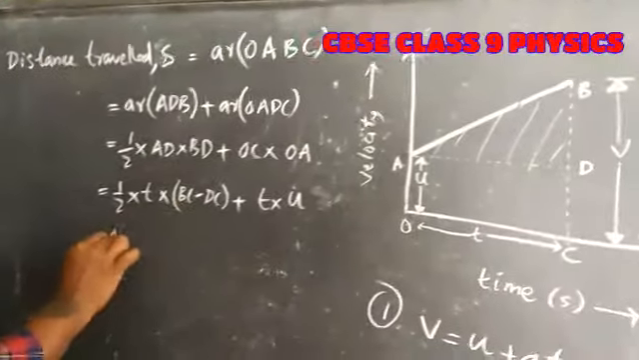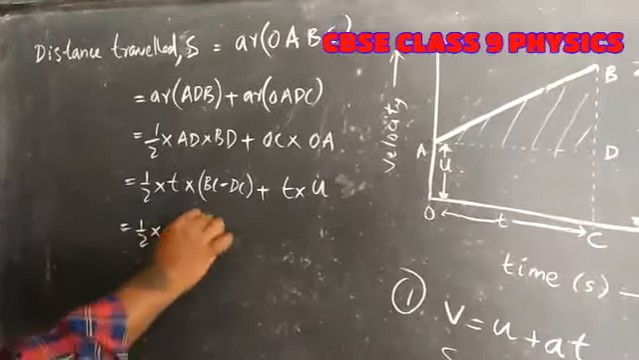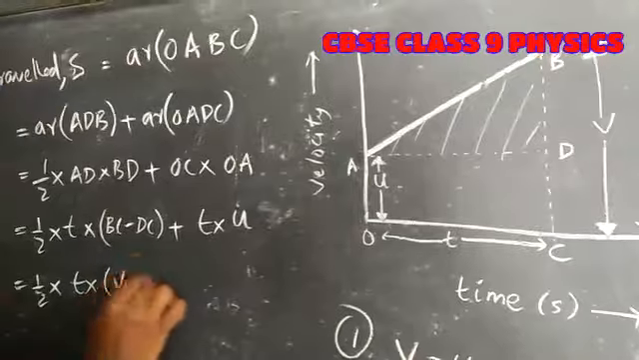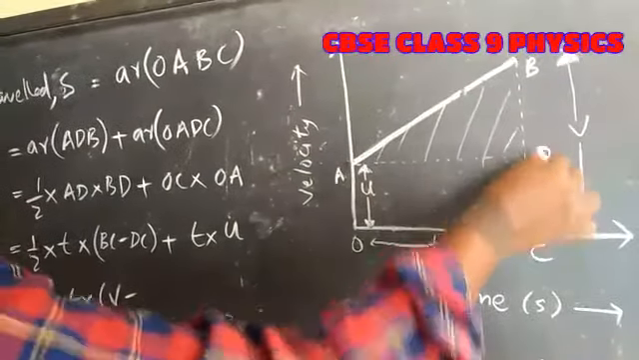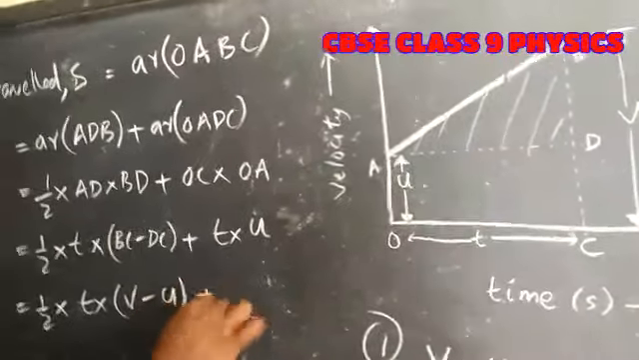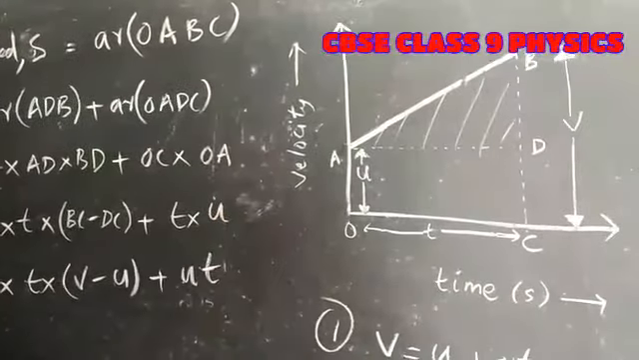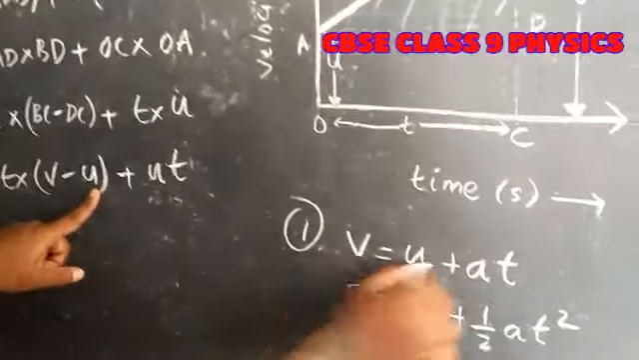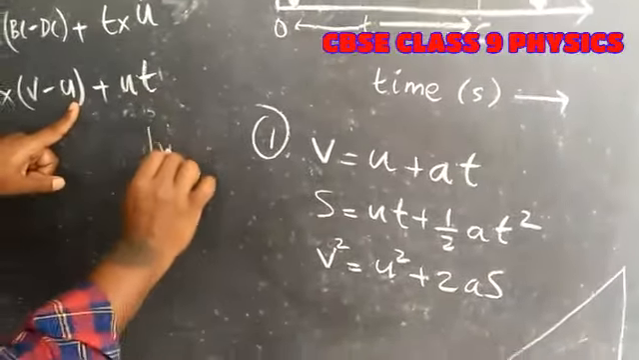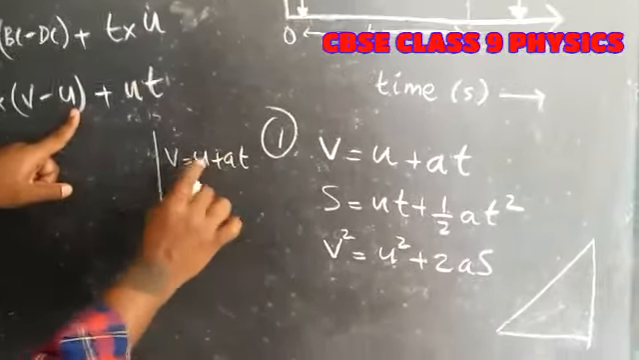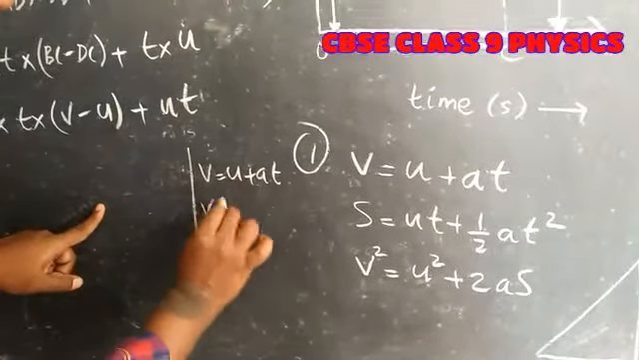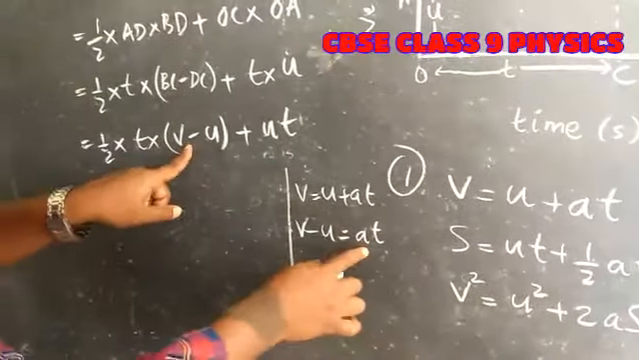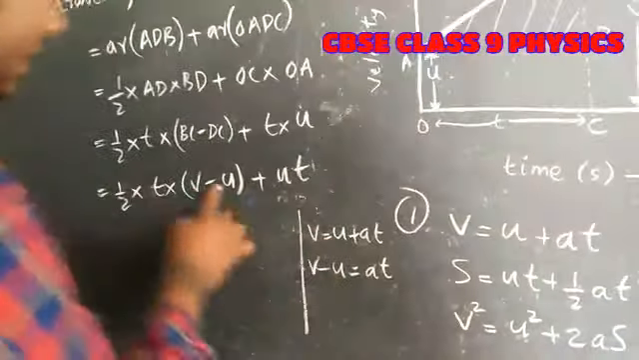Again here we have to substitute half into T into what is BC? BC is V, so V minus DC is U, V minus U, plus here together I am writing it as UT, right? Now what is V minus U from this equation? This one we already proved. We have V is equal to U plus AT. If I bring this U to this side, V minus U is equal to AT. So instead of V minus U we can write AT. So I am substituting it here.